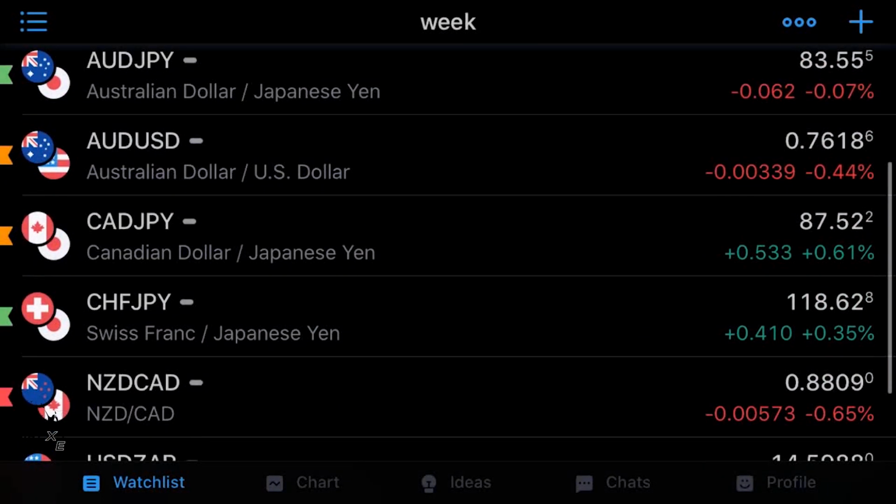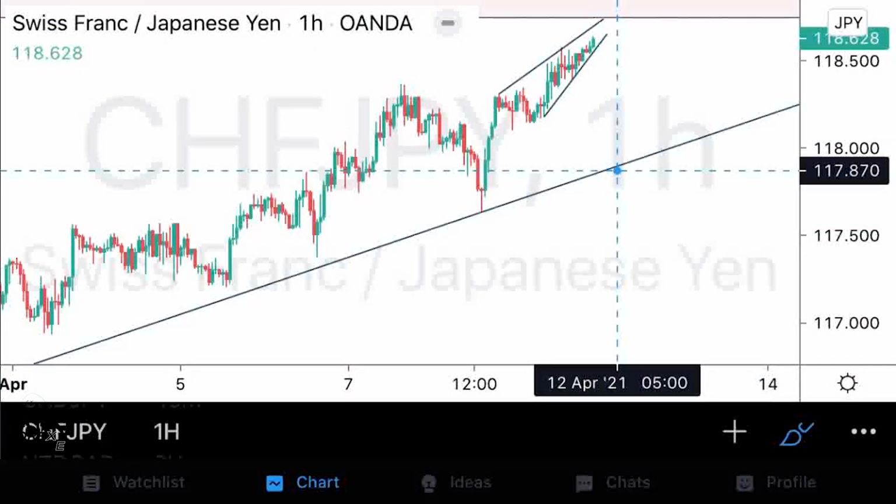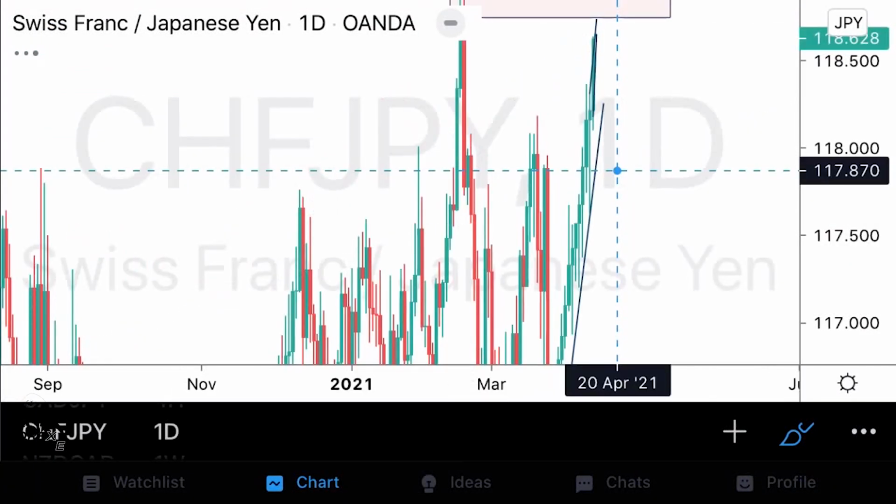We'll go on to Aussie Swiss franc and go up to the daily.